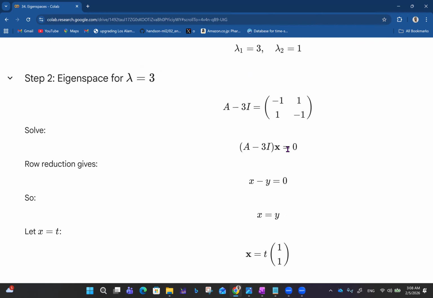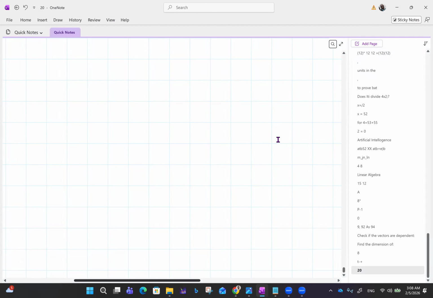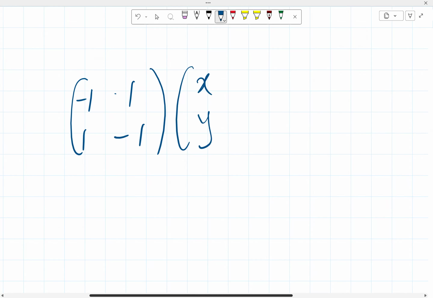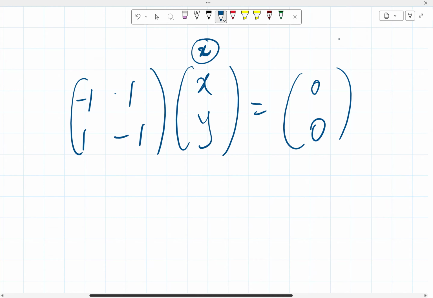So to solve A minus 3I x equals 0, you now have the matrix minus 1, 1, 1, minus 1 multiplied by x, y, right? Minus 1 1 1 minus 1. You're looking for this x, which is actually a vector representing x, y, and this is 0, 0 like this. And then of course we want to expand this out, right?